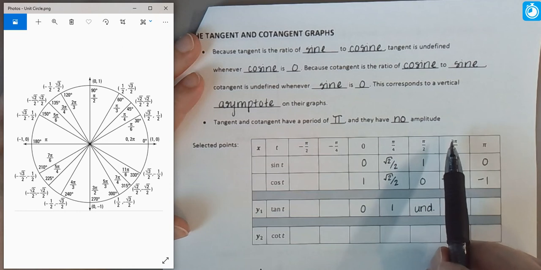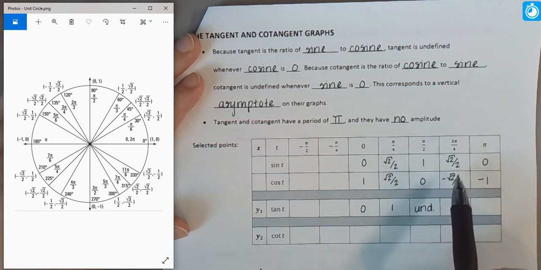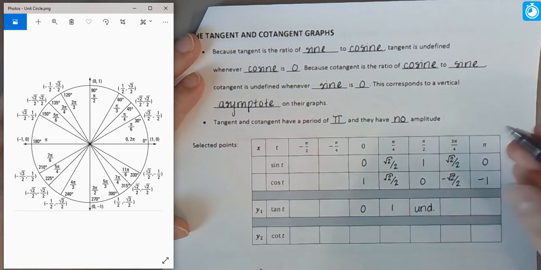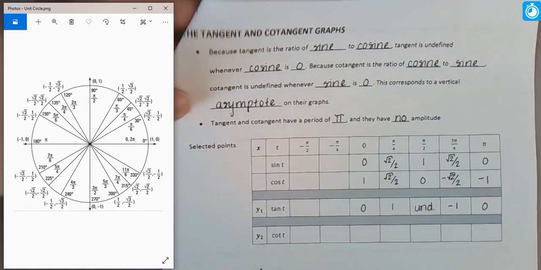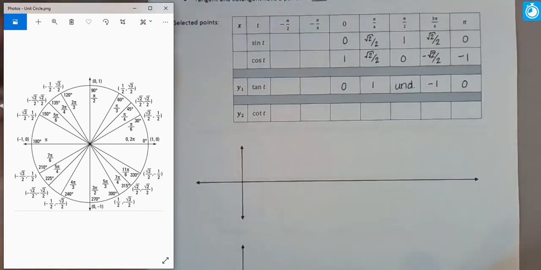When we get to 3 pi over 4, sine over cosine are equal and opposite, so one divided by the other is going to be negative 1. And then when we get to pi, we're going to have another value of 0. So let's put all of that on our graph for tangent, and let's see what we're looking at.